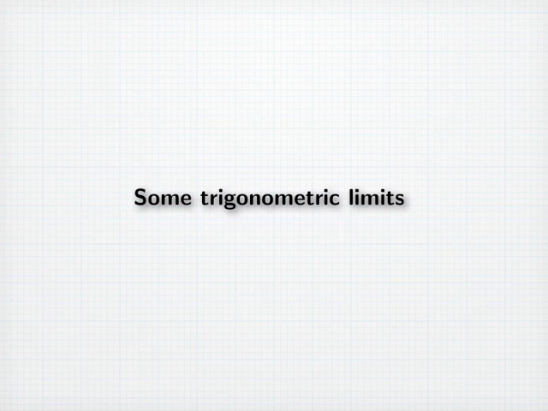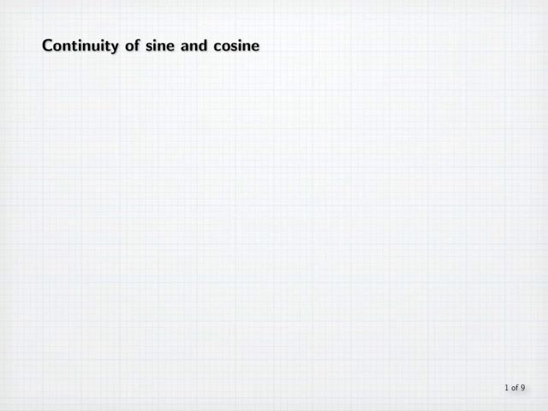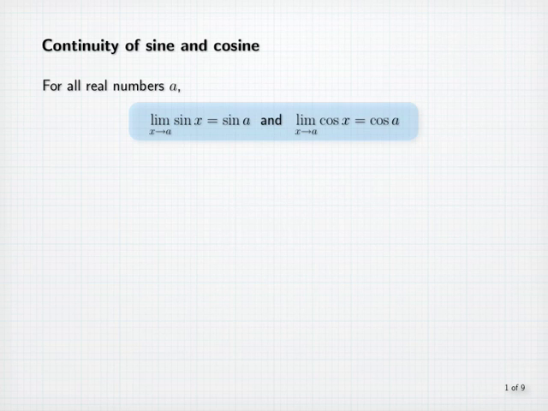Some trigonometric limits. The continuity of sine and cosine. For all real numbers a, the limit as x approaches a of sine x is equal to sine of a, and the limit as x approaches a of cosine x is simply cosine of a. In other words, limit equals value at any real number for each of the functions sine and cosine.